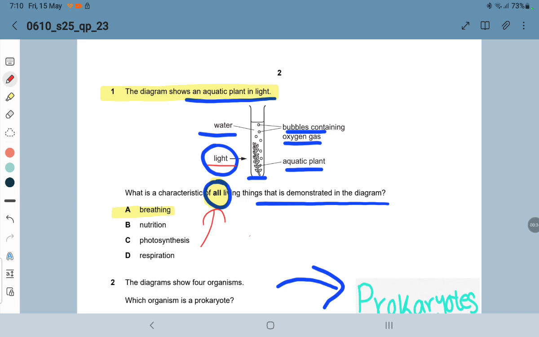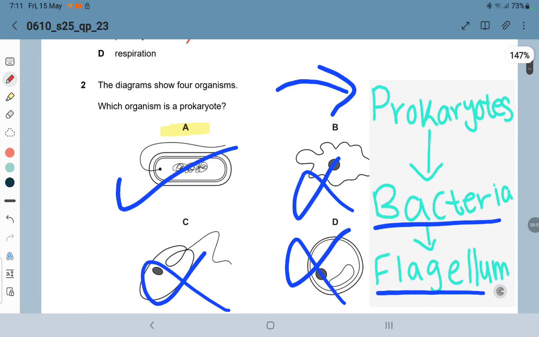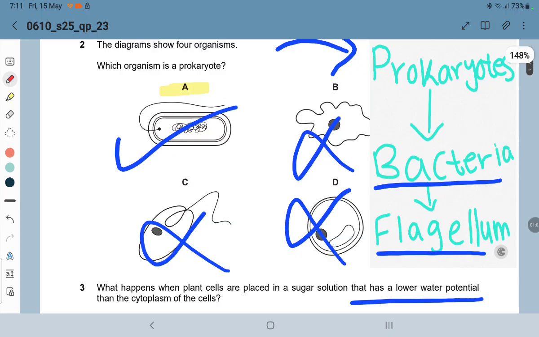So in this diagram, what is really demonstrated, as you can see here, is letter A, breathing, because all living organisms breathe. We as humans breathe, but we cannot carry out photosynthesis. Although if the word "all" was not included, nutrition in B and C, nutrition and photosynthesis, would be correct. But in this case, it's not correct because nutrition and photosynthesis are not shared by human beings and by other creatures. Like for example animals, they don't have photosynthesis.